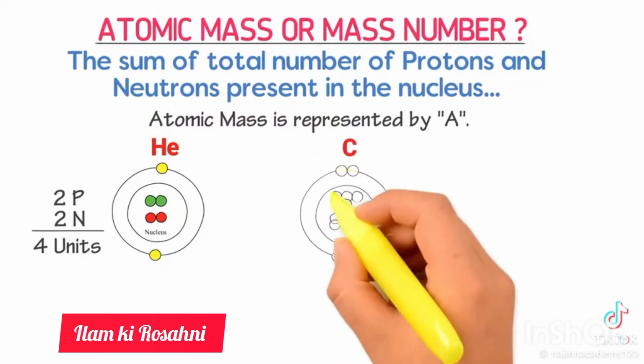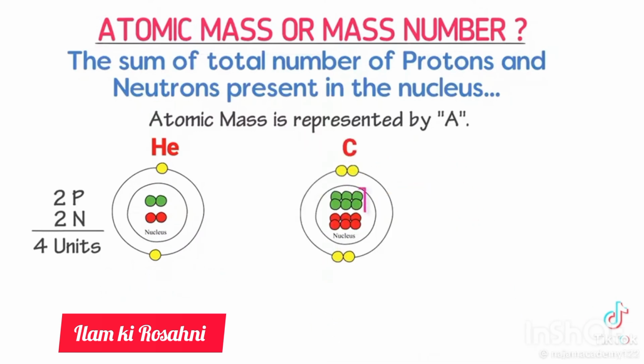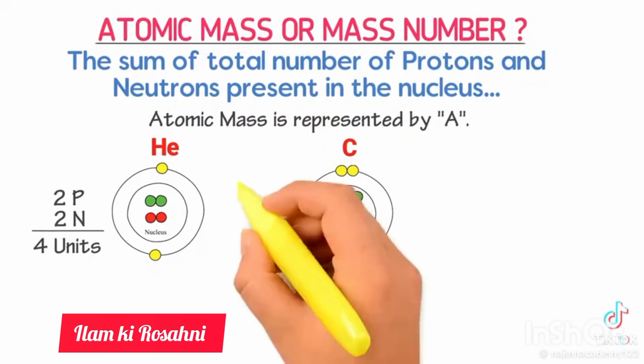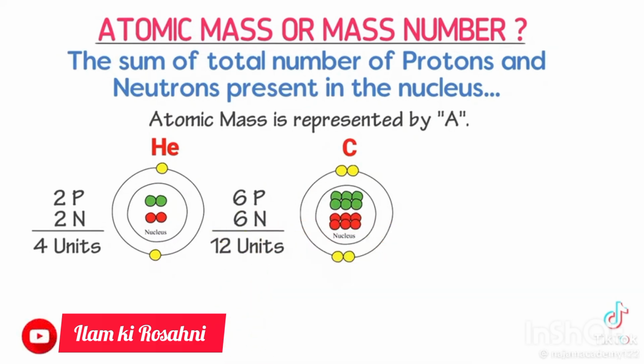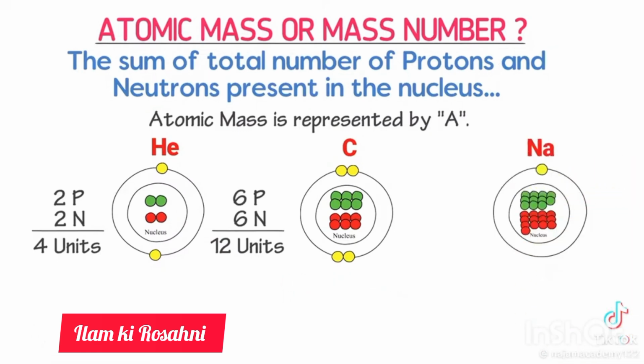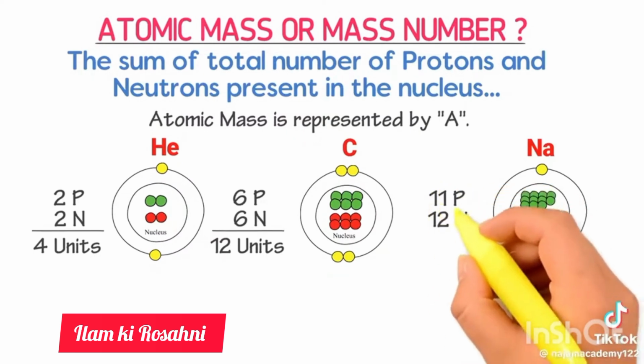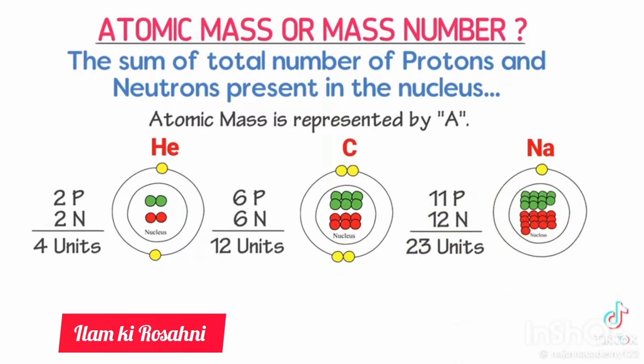Secondly, consider an atom of carbon. There are 6 protons and 6 neutrons present in the nucleus of carbon atom. 6 plus 6 is equal to 12. Hence, the mass number or atomic mass of carbon atom is 12 units. Thirdly, consider an atom of sodium. There are 11 protons and 12 neutrons present in the nucleus of sodium. 12 plus 11 is equal to 23. Hence, the mass number of sodium is 23 units.